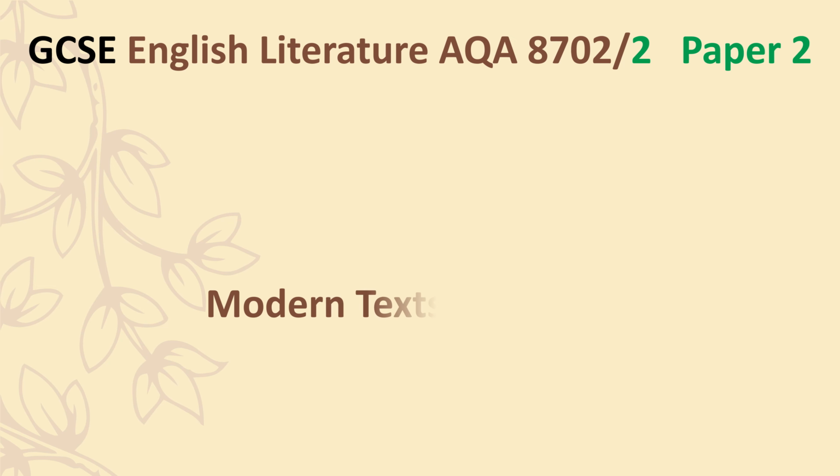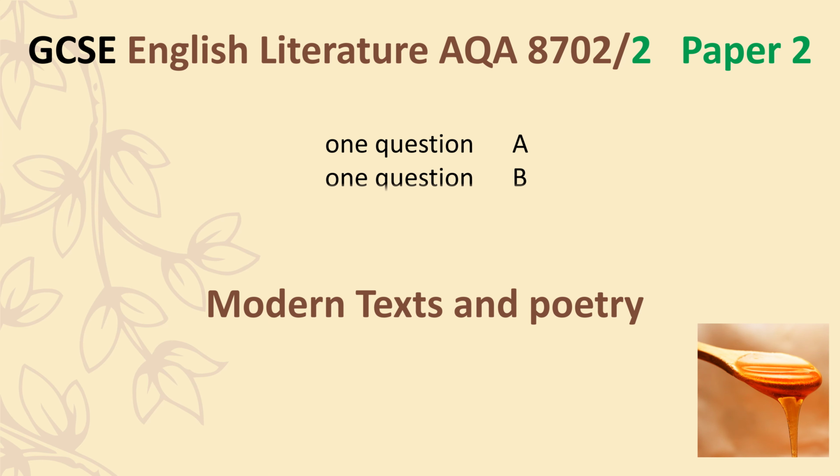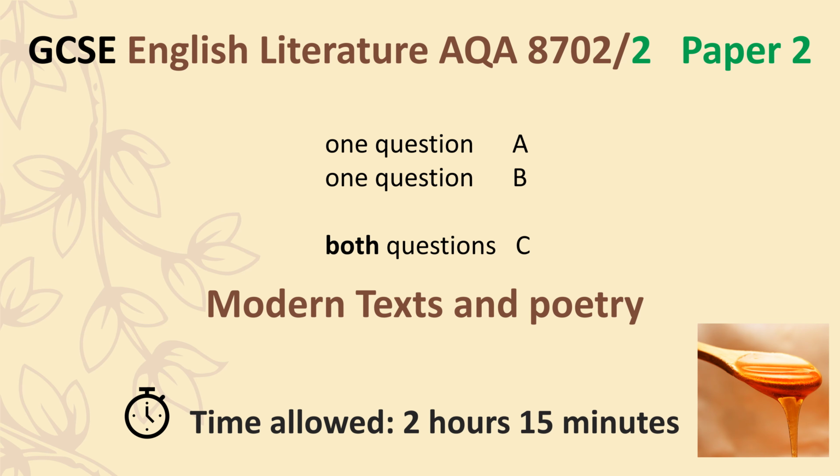So English Literature Paper 2, this is modern text and poetry. You answer one question from A, one from B and both from C. You have 2 hours 15 minutes.